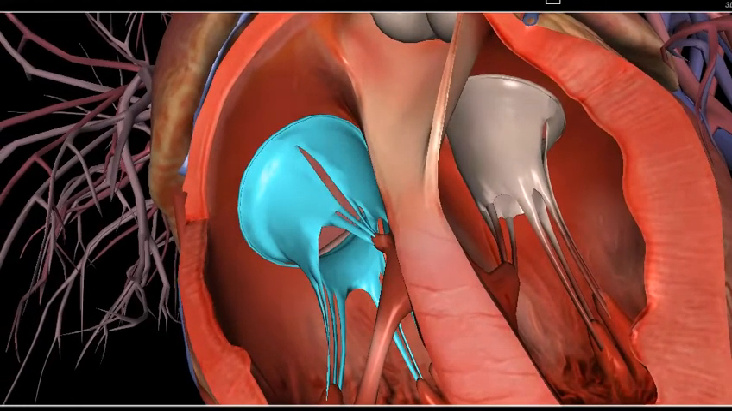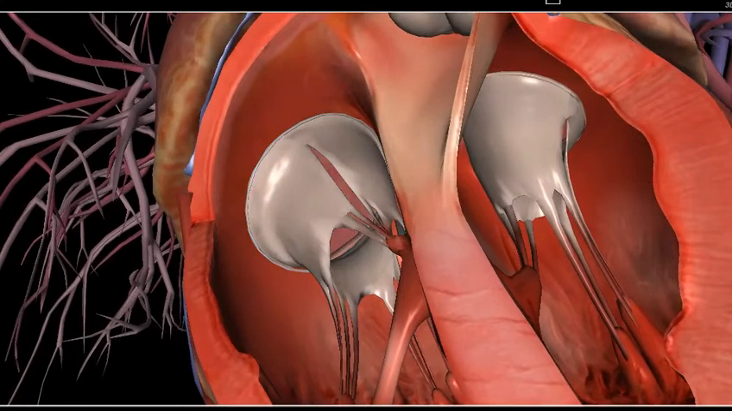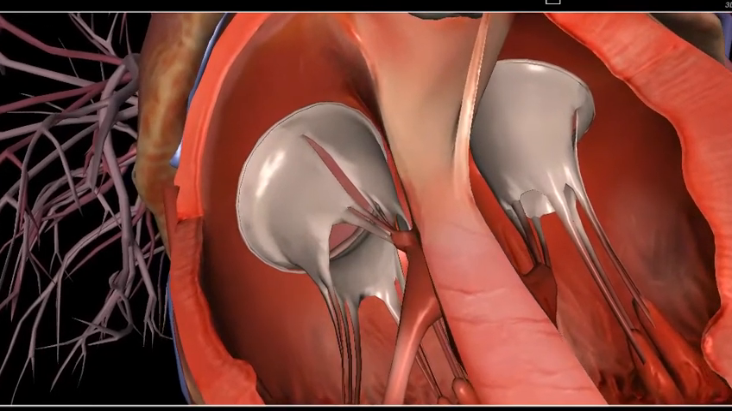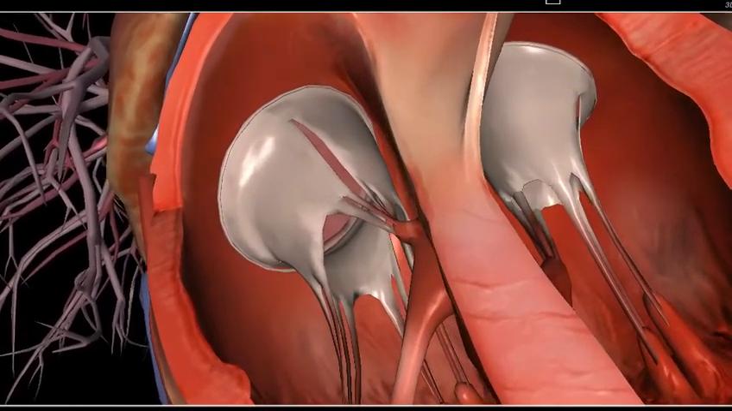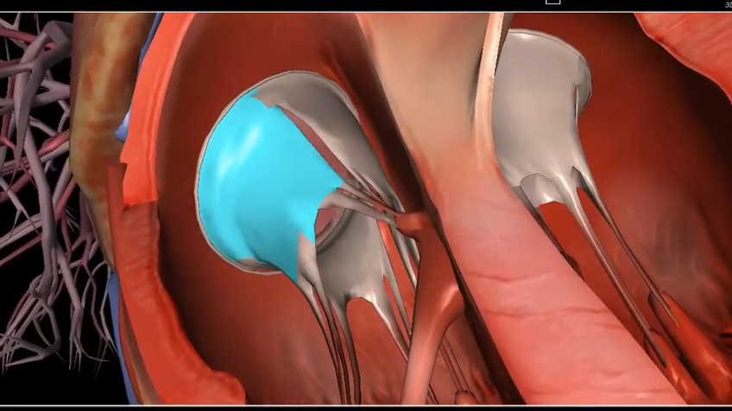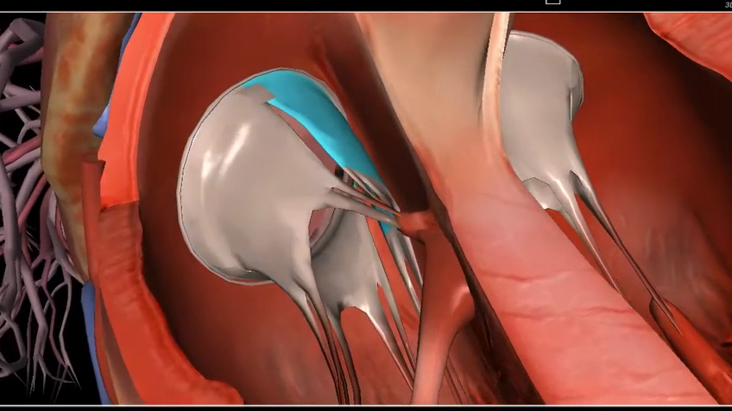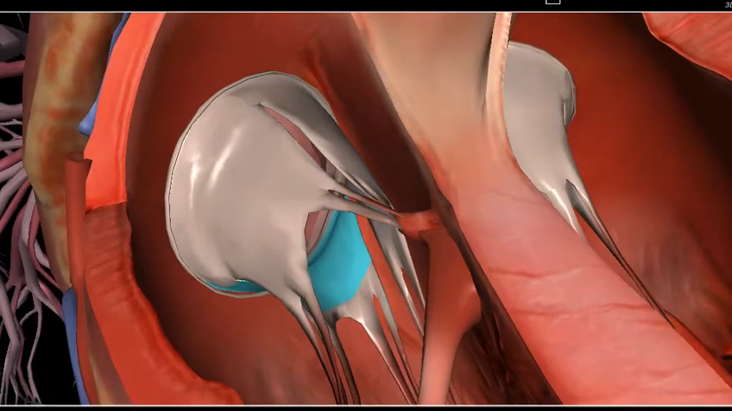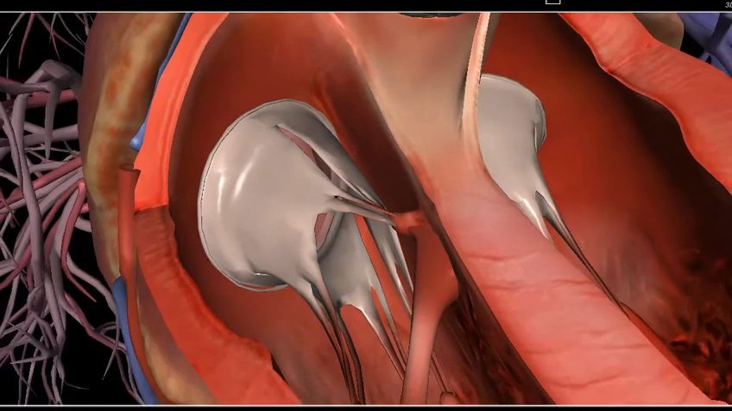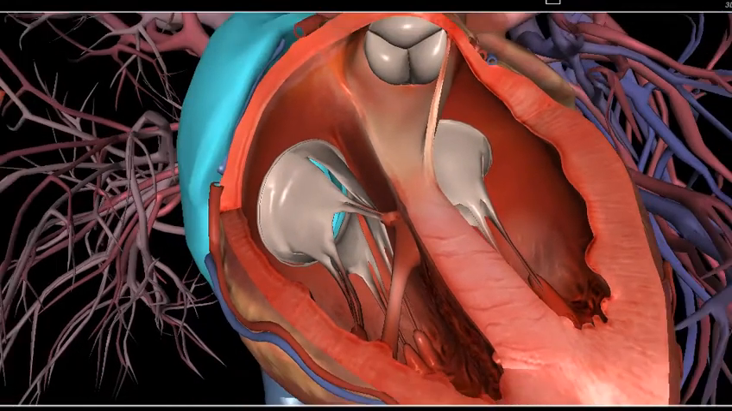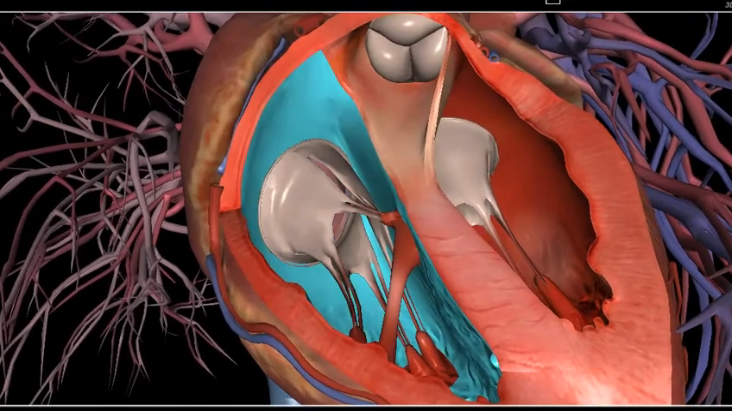The tricuspid valve is an AV valve located on the heart's right side. It is so named because it is composed of three cusps: the anterior leaflet, the posterior leaflet, and the septal leaflet. When the tricuspid valve opens, blood empties from the right atrium into the right ventricle.